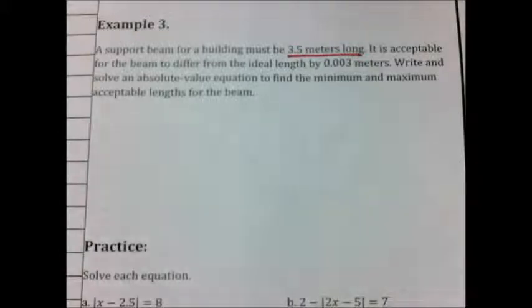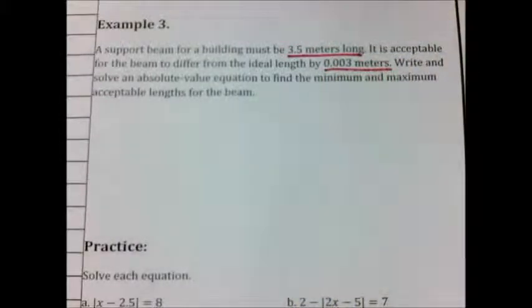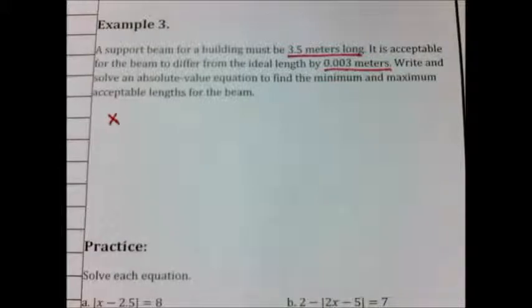It's pretty obvious there. It is acceptable for the beam to differ from the ideal weight by 0.003 meters. We need to write and solve an absolute value equation to find the minimum and maximum acceptable lengths for this beam. Okay, so the beam is supposed to be 3.5 meters in length. We know that it can differ by a little bit, and that differing length we don't know, so we can use the variable x to identify that number that we're not quite sure how far away it is.